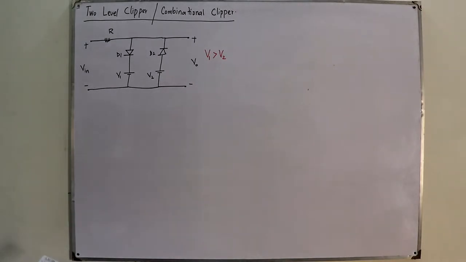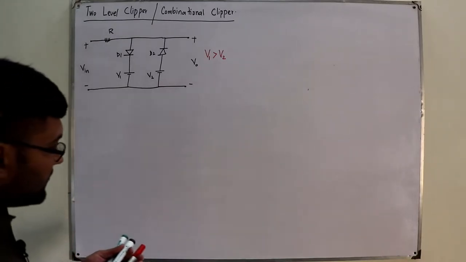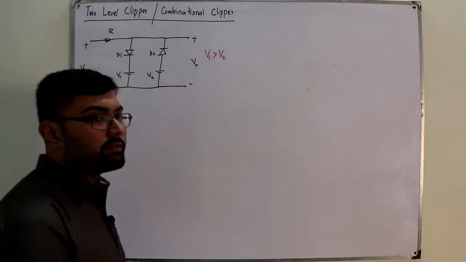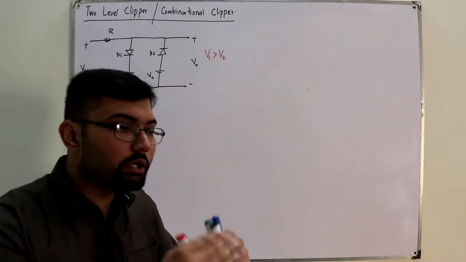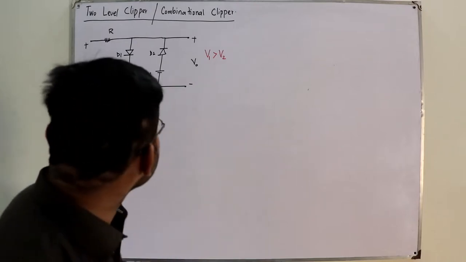So have a look. Let's start the analysis. We need to have the diode forward biased. If the diode is forward biased, it would conduct. And when would it be forward biased? If the P to N voltage is greater than zero, the voltage across the diode is greater than zero.